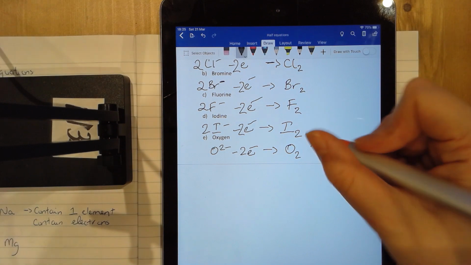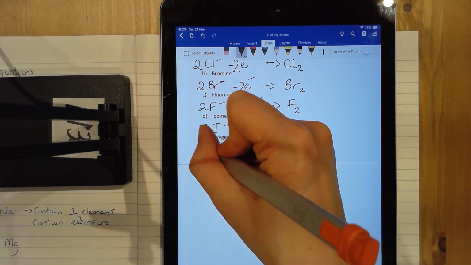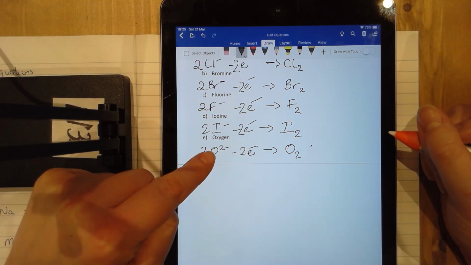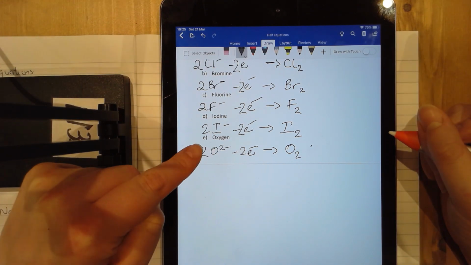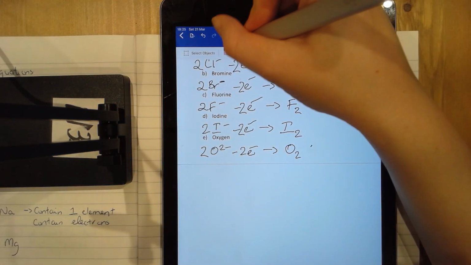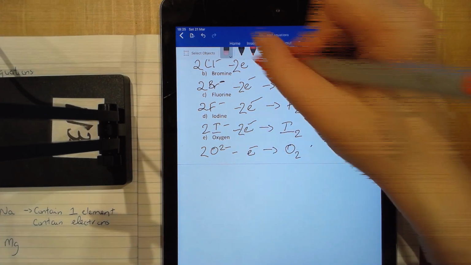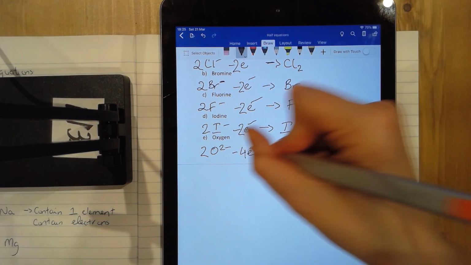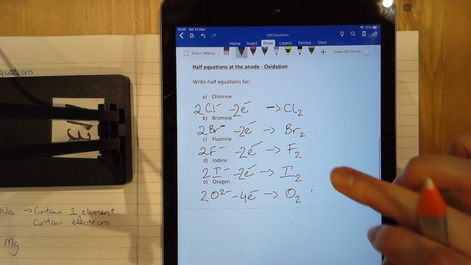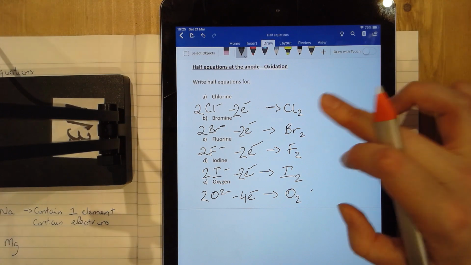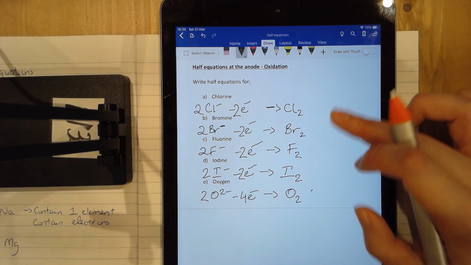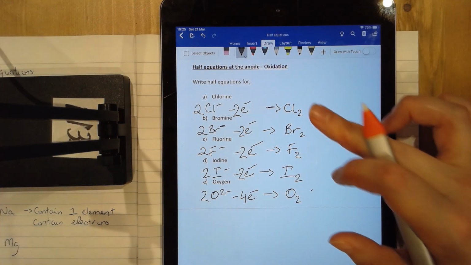If I've got 2 oxygens on this side, then I need 2 oxygens on this side. Again, I'm using a big number because those oxygen ions aren't actually bonded together. If I've got 2 oxygen ions that each need to lose 2 electrons, then in total, I am losing 4 electrons. So it's going to be 2O2- goes to O2 plus 4 electrons. These are the only half equations that you're asked to write at the anode. Okay, you're going to be given a halogen or you're going to be given oxygen, because if you look back at what we did on Monday, these are the only products that ever form at the anode.